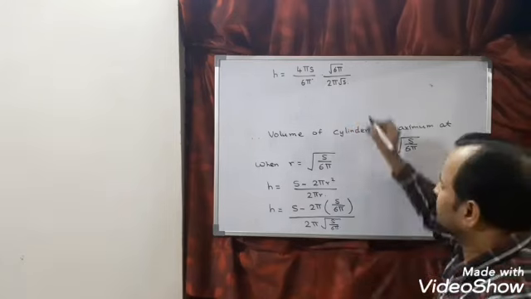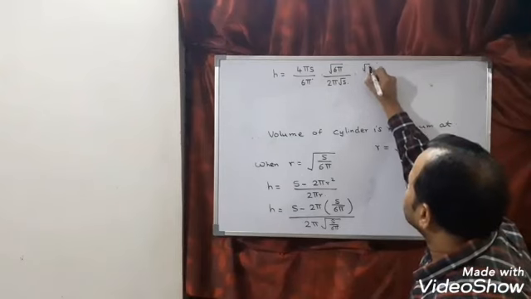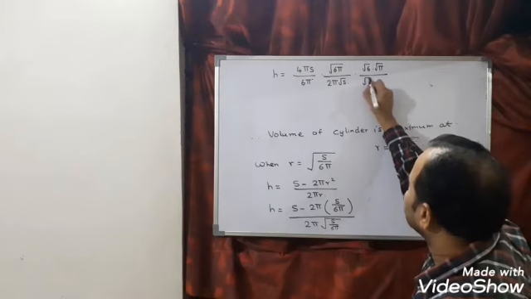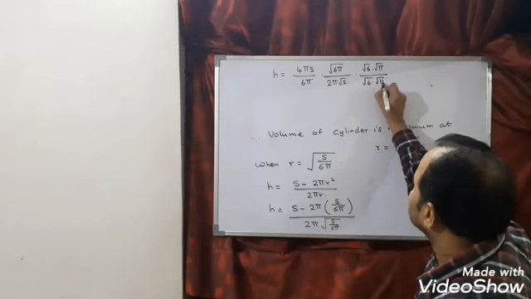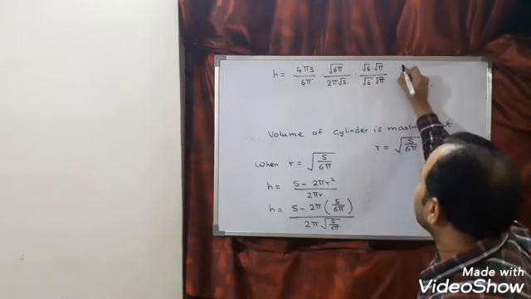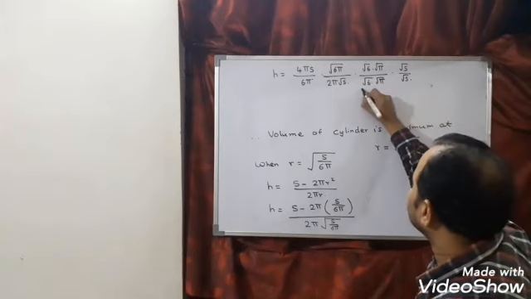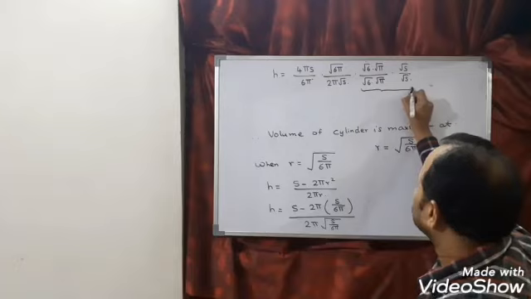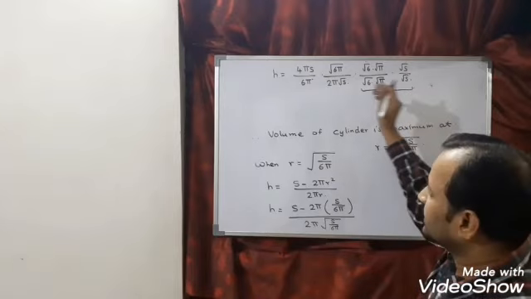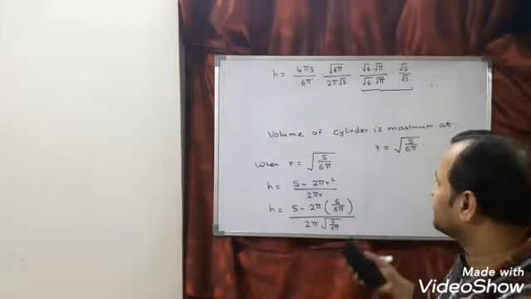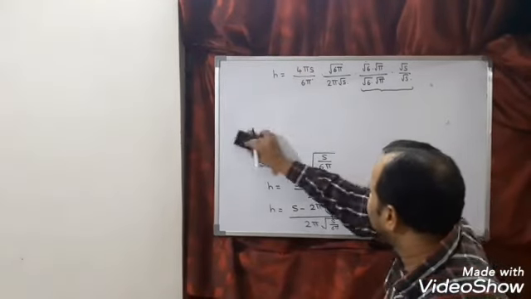Now what I am doing here is multiplying by root 6 into root pi, and also dividing by root 6 into root pi, and this root s I am multiplying here, and root s I am multiplying here. Why am I doing this? So that I can prove height is equal to diameter, and diameter is nothing but 2 times the radius.